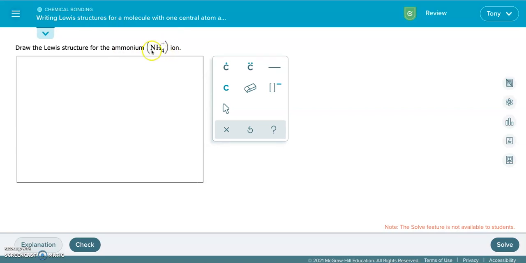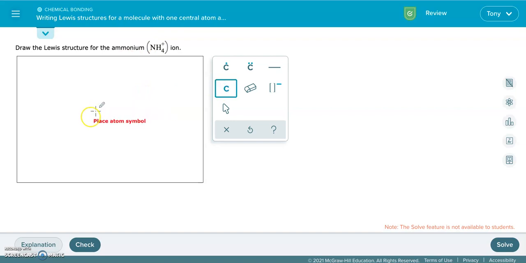So again, step 1, count the valence electrons. So nitrogen has 5. Each hydrogen has 1. So 5 plus 4 is 9. And then we've got an ion, right? So this is the first time that we've got an ion, which is really cool. Because we've got a +1 ion, that means that one of the electrons has been removed. So even though we've got 9 from nitrogen plus hydrogen, because it's an ion, we're going to remove one of those electrons. Therefore, in our final picture, we should only have 8 electrons in the picture.